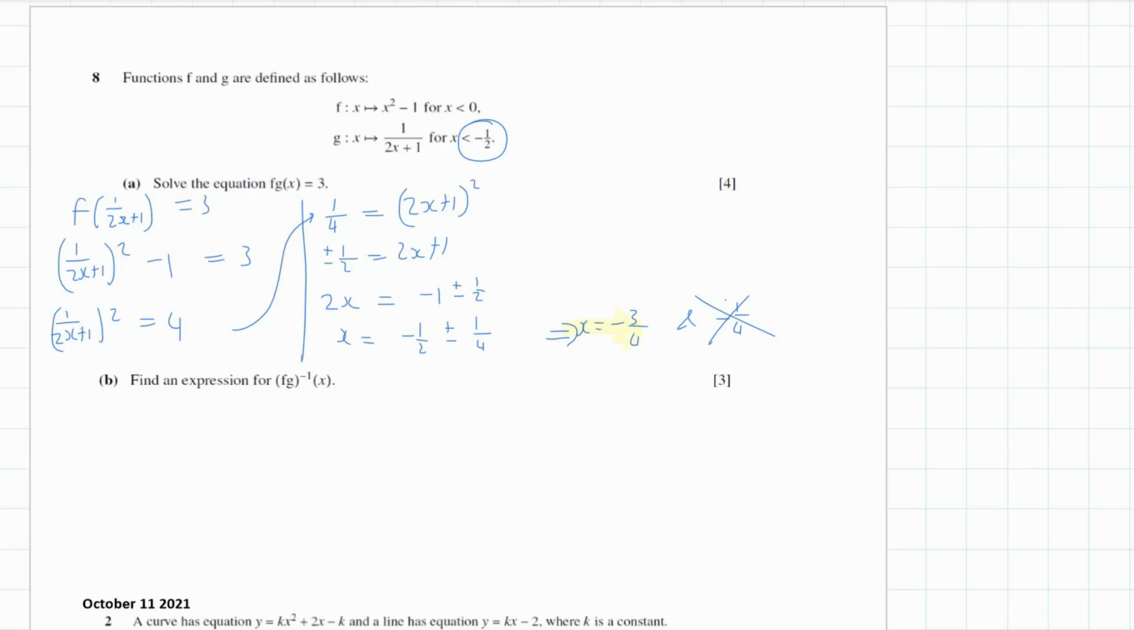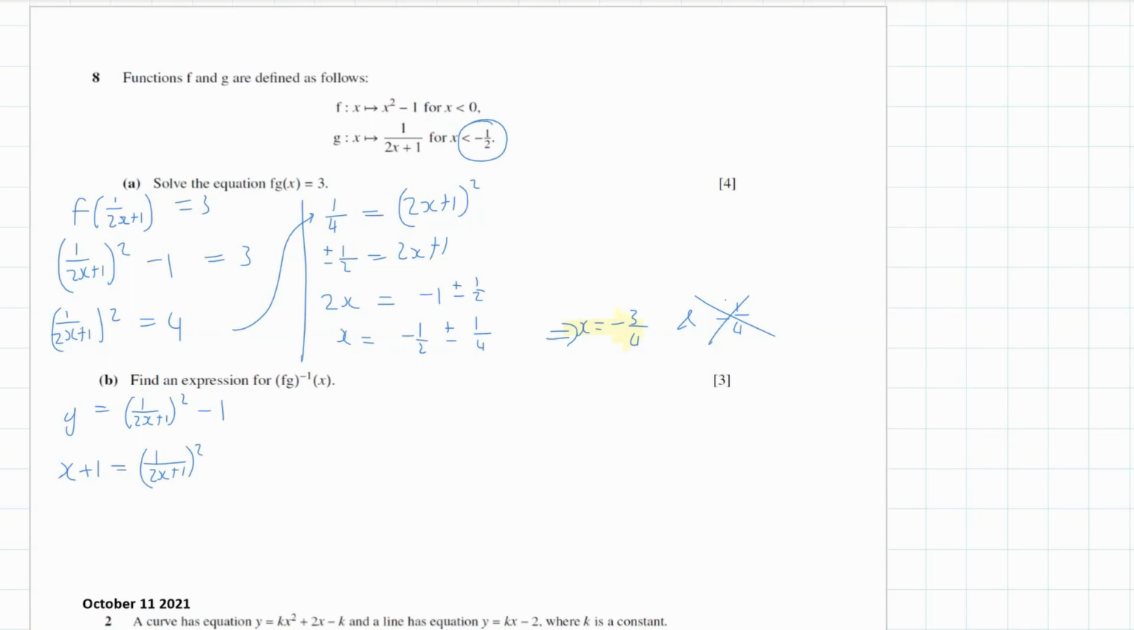Now I've got to find an expression for the inverse. So I'm going to write y. So I'm going to write fg x, which I had in the previous question, is equal to 1 over 2x plus 1 all squared minus 1. I'm going to swap my x's and y's. And maybe at the same time, actually, I'll bring that one across. So x plus 1 equals 1 over 2x plus 1 all squared.